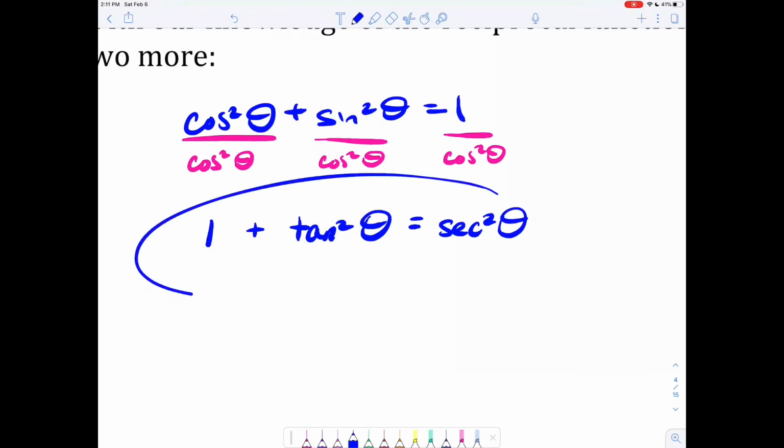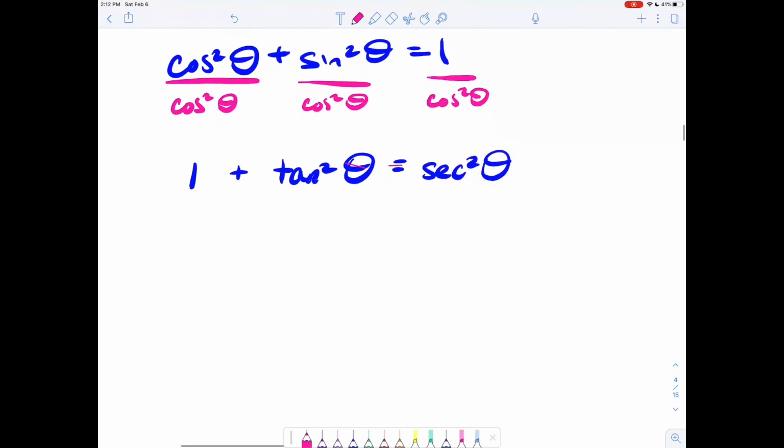This is the base identity itself, but as with the others, we can manipulate this to have alternate forms. So we can represent this in other ways as well. If we want, we could subtract tan squared theta from both sides. On the left side, that leaves us with 1. And on the right side, that means we have secant squared theta minus tan squared theta.